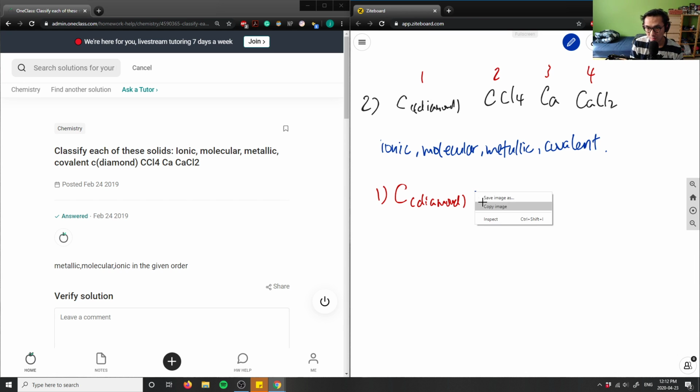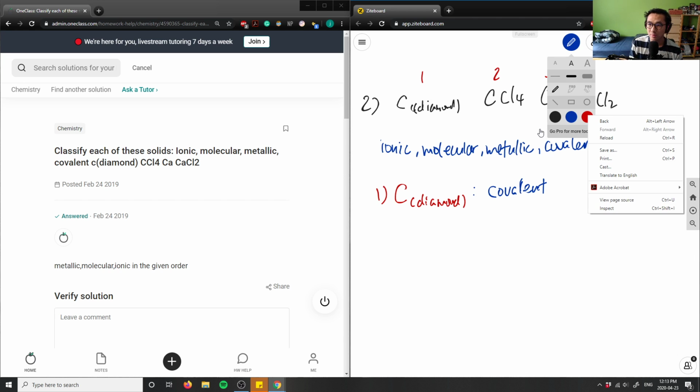This is a covalent compound, or you can say covalent network, etc. as well. Graphite, again, is one of those compounds. Diamond is also one of those compounds, and whatnot. So that's covalent here.